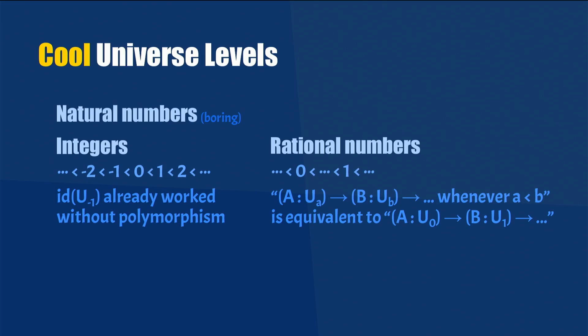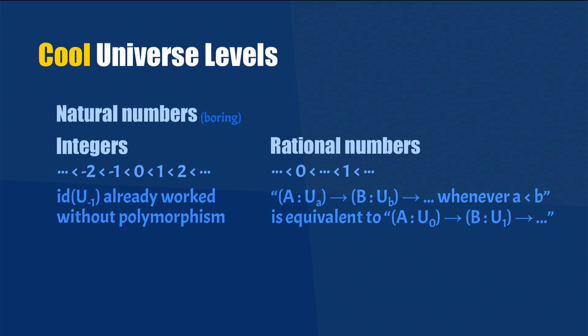In fact, if we start with the integers, our identity function is all right, because you can just apply ID to the U at -1 level. You can just keep going down, and that works. You don't even need the universe polymorphism, and you can go extreme. Well, actually, this is not extreme yet. I take it back. You can go slightly further to have rational numbers.